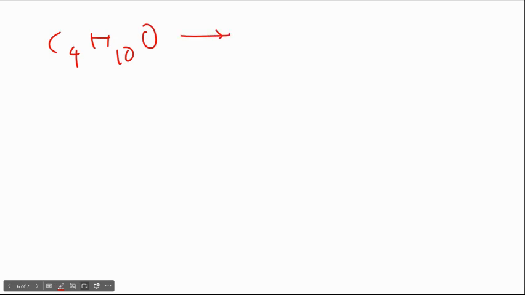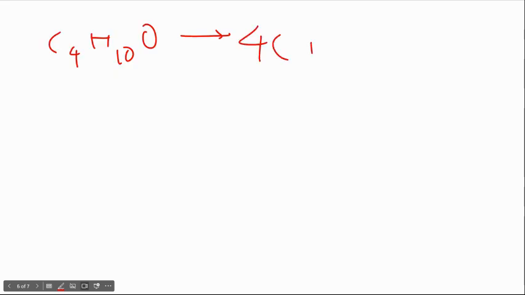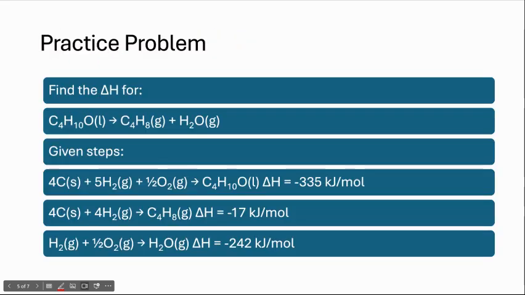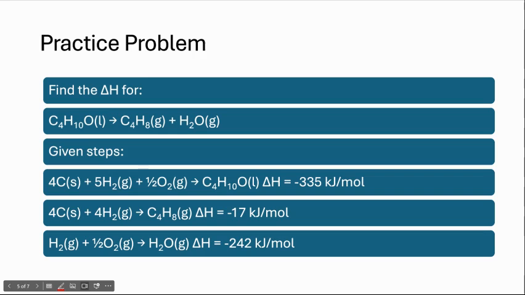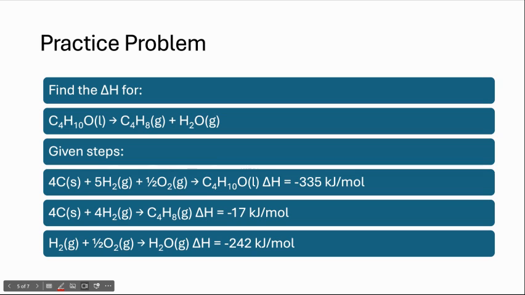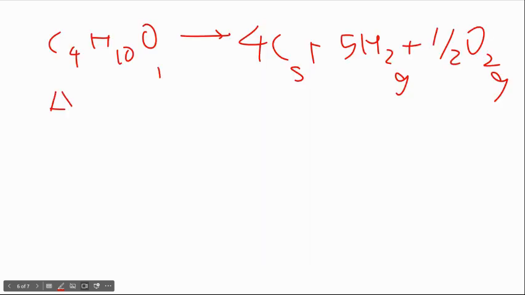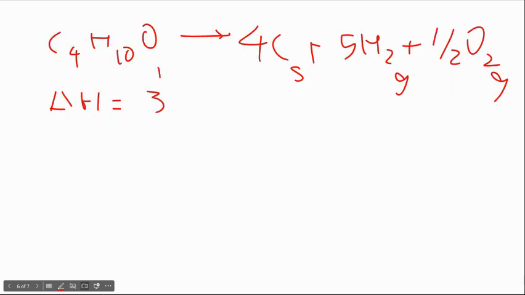C4H10O into 4C plus 5H2 plus 1/2 O2, and then the states, solid, gas, and C4H10O is a liquid, and then delta H is what? Positive 335. So now we flip. I'll write flip right here.